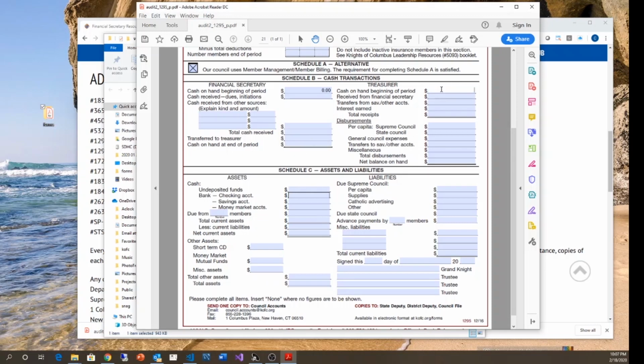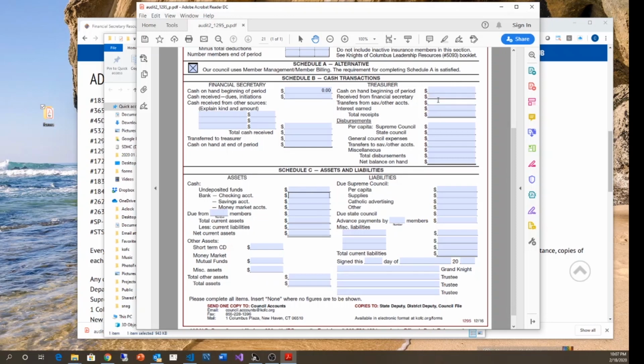Moving over to the other side, this is the treasurer information. Likewise, if they had any cash on hand at the last period that the treasurer hadn't deposited yet, you would put that in there. Money that came in from the financial secretary should match the money that was transferred here. So that line and this line should match up.